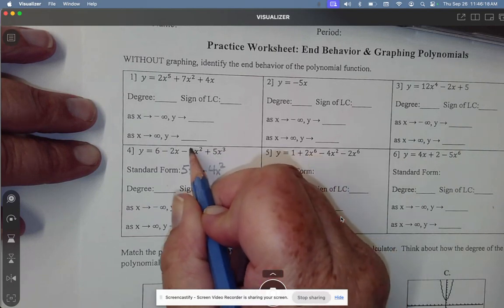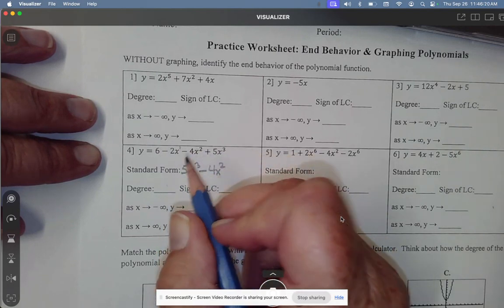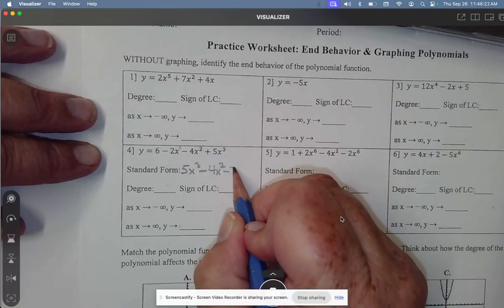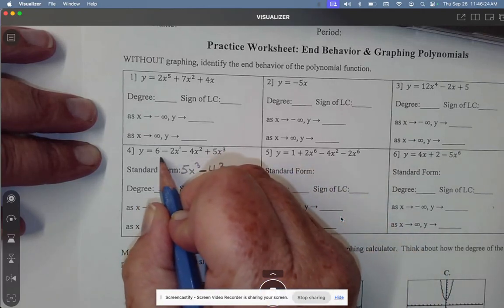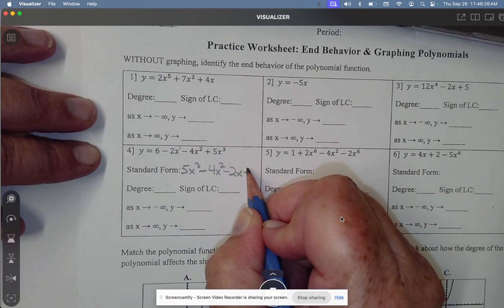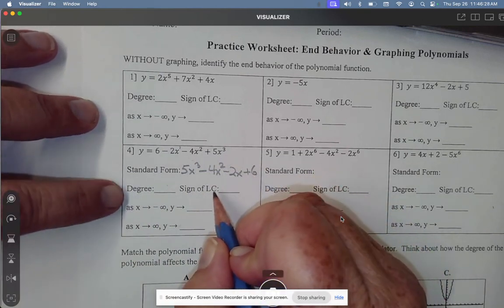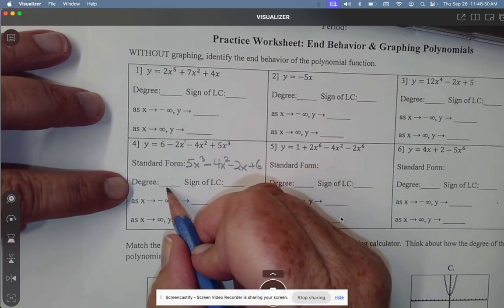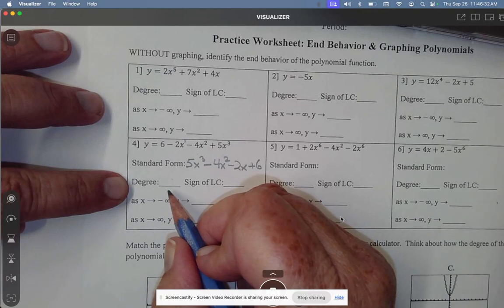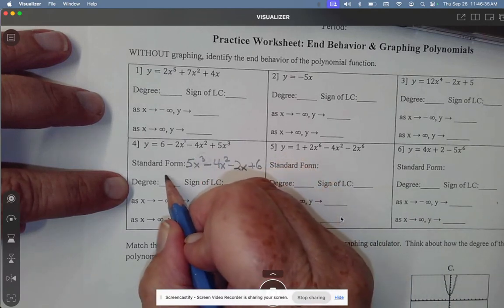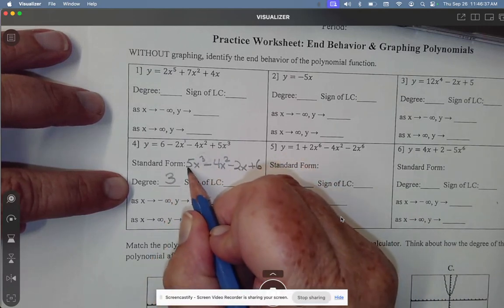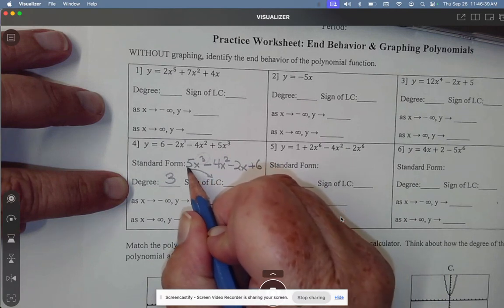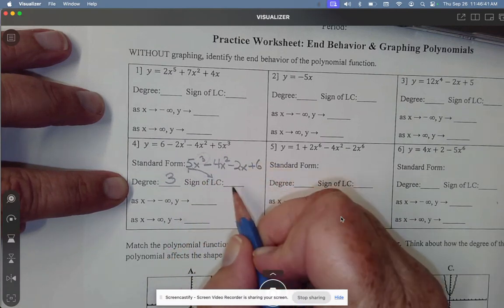So 3, 2, this has an invisible 1, so that means my next term is minus 2x, and then the constant term without a variable always comes last. Well, that now makes this next part much easier. What is the degree? That is the highest exponent. Right here, highest exponent. Our leading coefficient is a 5, and what sign does this 5 have?